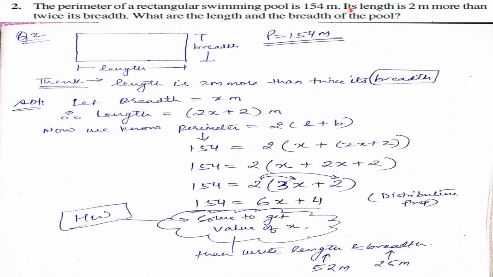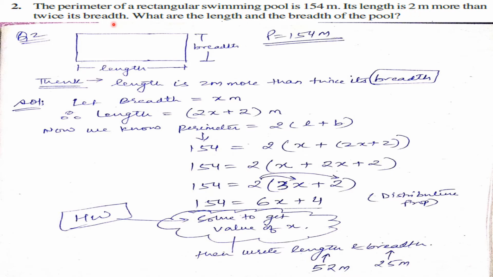The second statement is saying its length is 2 meters more than twice its breadth. So there is a relation between length and breadth. You have to understand which among length and breadth is independent. If you think, you can say that length is dependent on breadth. If breadth is 1 meter, then length is 2 meters more than breadth, it becomes 3 meters. If breadth is 10 meters, length becomes 10 plus 2, that is 12 meters.